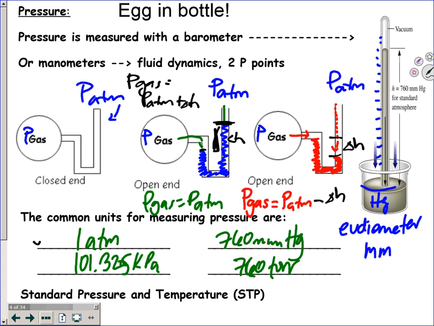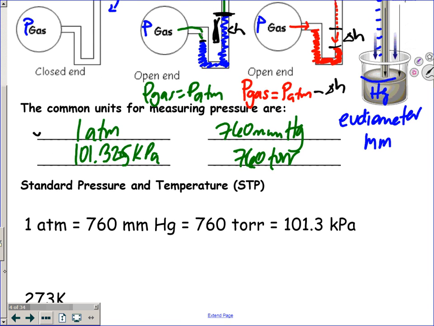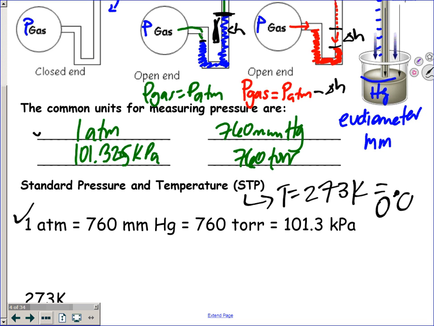So that's getting you comfortable with reading manometers or barometers, and a lot of times though we just have the pressure given to us. Occasionally you have to do that. So we know our measuring units. We know that all of these are equivalent, so we can convert between the units if we needed to. Those are all standard pressures. What is standard temperature? 273 Kelvin, which is what in Celsius? 0 degrees Celsius. Okay.